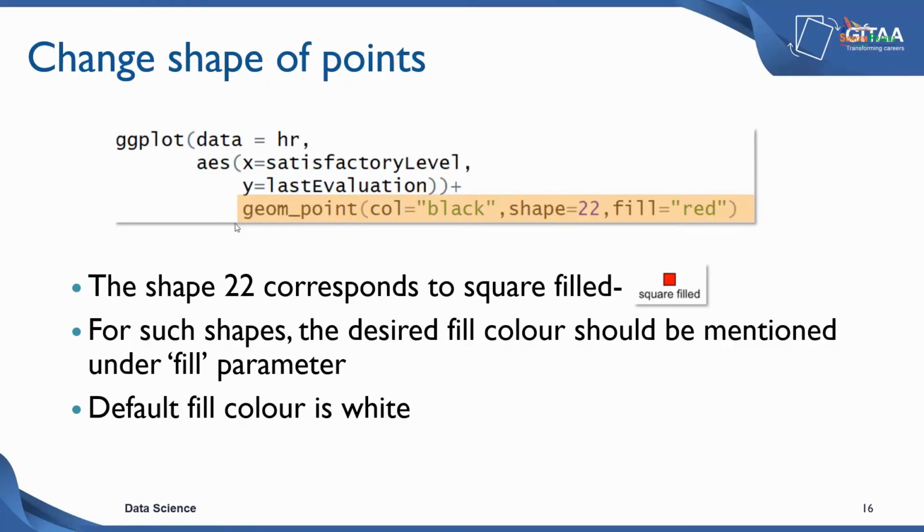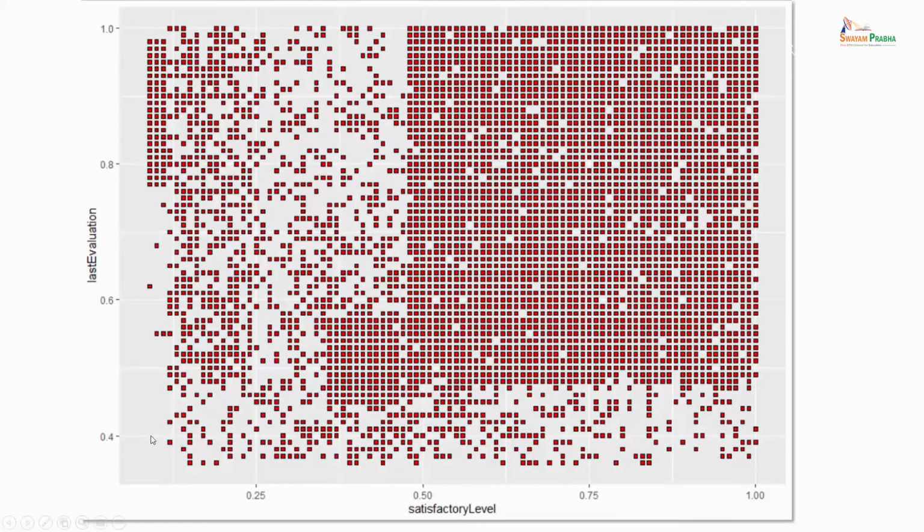Now let's see what output we get once you run this command. This is the kind of plot that will get generated. You have satisfaction level on X, last evaluation on Y, and you will see that because of the kind of shape that we've used, the points, that is the circles which are the default pointers, are replaced by squares here. So this is how the output for the previous command will look.